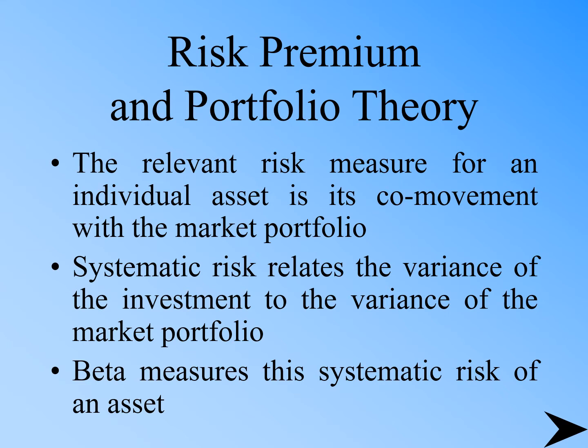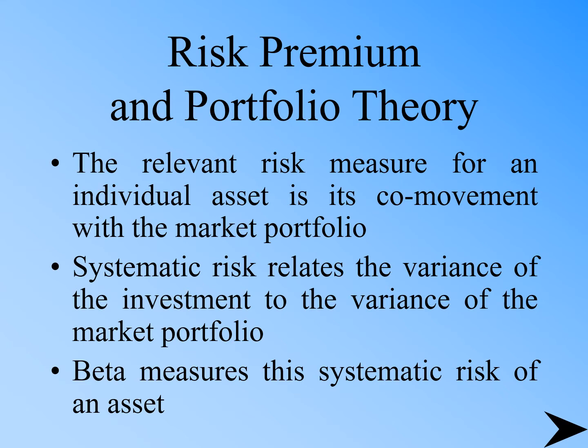Beta basically measures the systematic risk of an asset, or it is an index of systematic risk, or it measures the sensitivity of the individual stock returns with respect to the portfolio returns, or it measures the fluctuation of the individual stock prices or returns with respect to the change or the fluctuation of the market portfolio returns. So beta measures this systematic risk.